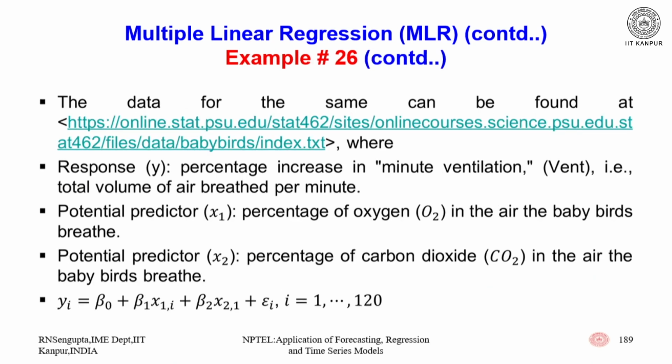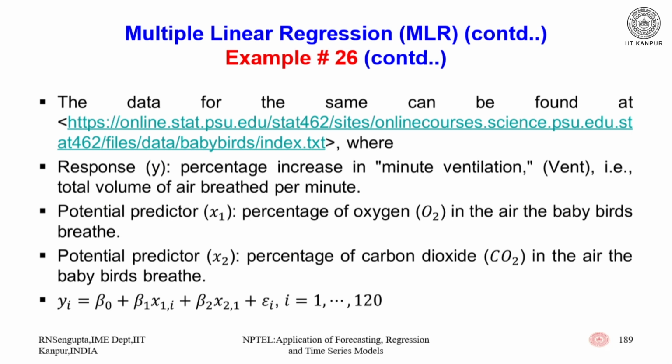The online data can be accessed here, at Pennsylvania State University, the statistics department, and you can click there and get all the information. There is a lot of data there. The response is Y, which is the percentage increase in the minute ventilation, given by vent in the actual data set. That is the total volume of air breathed per minute by this bird.